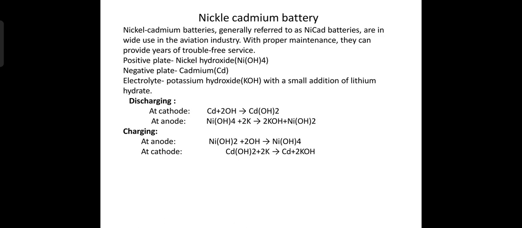Now we discuss the nickel cadmium battery. Nickel cadmium batteries are generally referred to as NiCad batteries. Nickel cadmium batteries are in wide use in the aviation industry. With proper maintenance, they can provide years of trouble-free service. The positive plate is nickel hydroxide, Ni, and the negative plate is cadmium, Cd. The electrolyte is potassium hydroxide, KOH, with a small addition of lithium hydride.